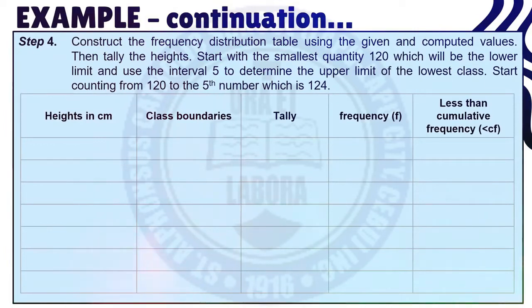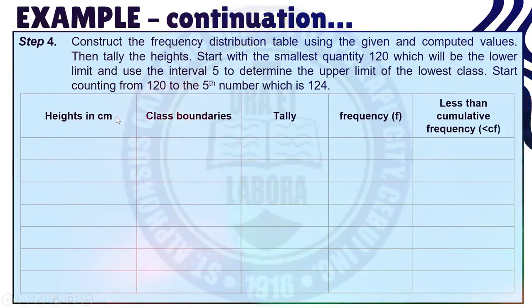So we have this table here. In our first column, we have our heading, heights in cm, since our data is all about the heights of students. Our second column would be our class boundaries. The third column would be for the tally. The fourth column would be for the frequency. And the last column is for the less than cumulative frequency.